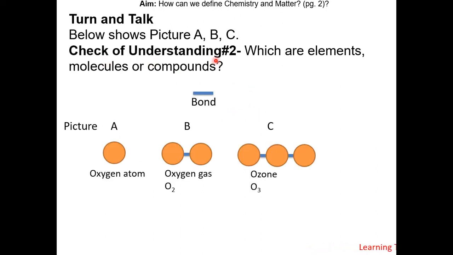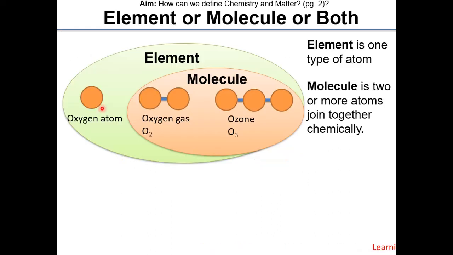Check of understanding number 2: which are elements, molecules, or compounds? Here we're given a diagram. A represents oxygen atom, B represents oxygen gas, C represents ozone. Take a moment to figure this out. Pause the video, resume when completed. All three of these are considered elements because an element is one type of atom. Oxygen gas and ozone are considered molecules because they have two or more atoms chemically joined together.